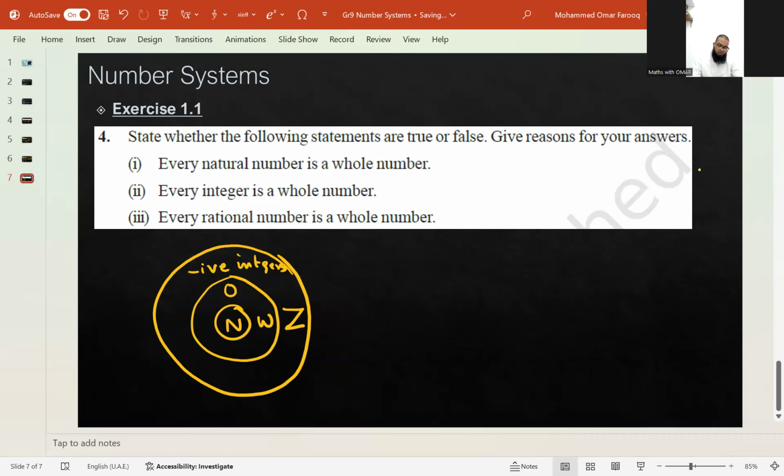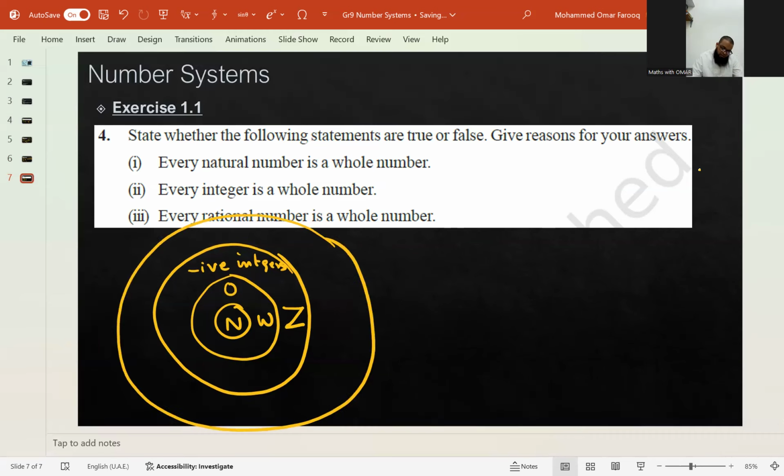Is it right? And all the integers, we can keep in the set of rational numbers. Here, whichever number is written in the p by q form is called a rational number. So integers, whole numbers, natural numbers, everything will come under it. Now let us see.